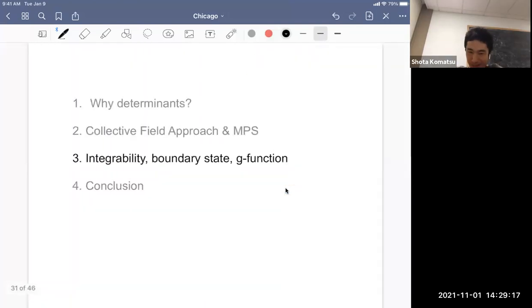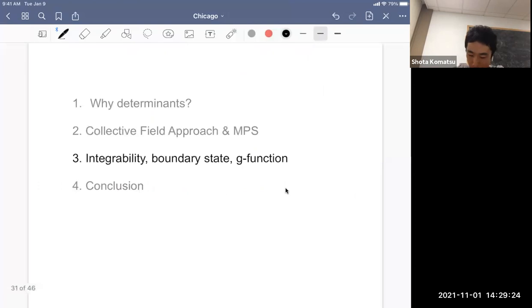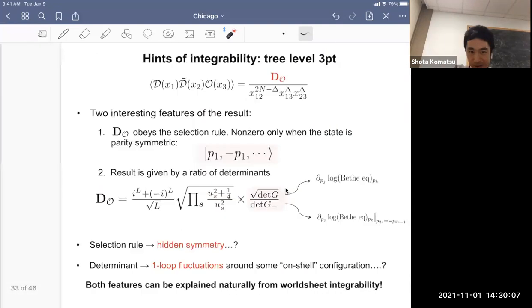So anyway, this next part is very technical, so I'm not going to go into the details. As I said, if you do this trick at tree level, then the computation reduces to the overlap between the matrix product state and some energy eigenstate of the spin chain. This object was studied a lot in the recent past in the statistical mechanical literature in the context of quench dynamics, because they wanted to start with some matrix product state, which is short range entangled, and study how it evolves under time evolution. In order to analyze it, the basic ingredient that you need to know is this overlap between the matrix product state and the energy eigenstate. And so they have a lot of results.